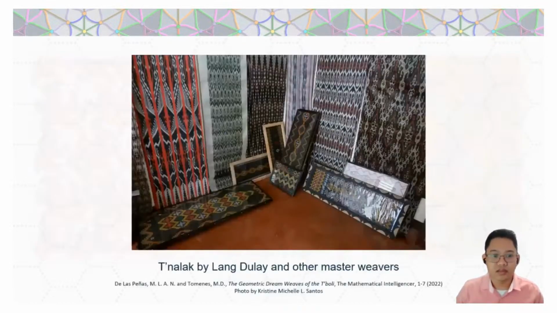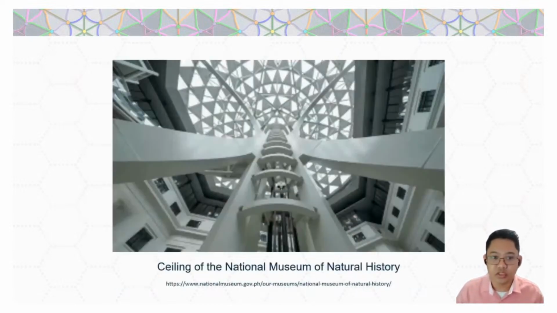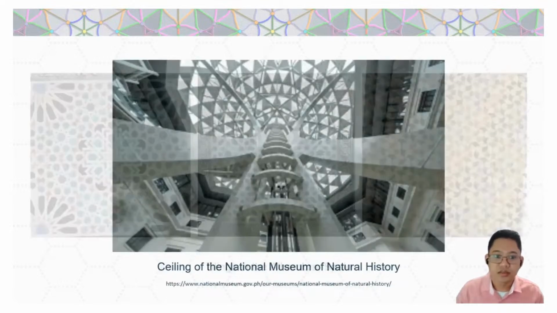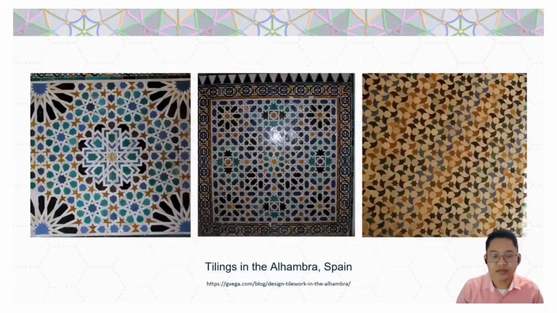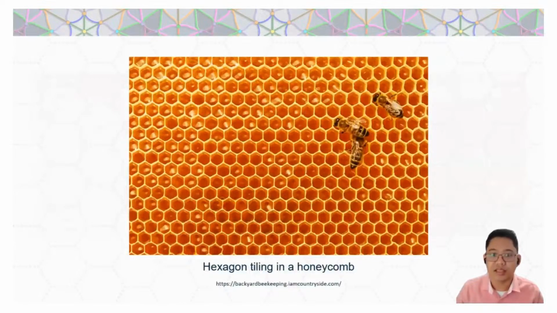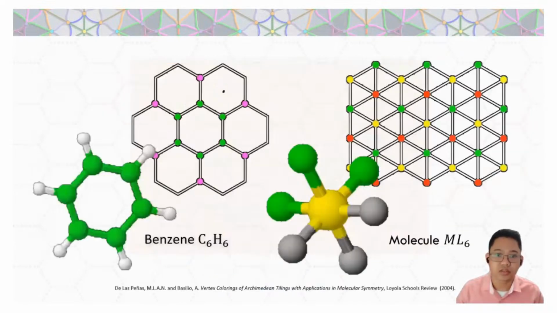You can also see tilings and patterns in the works of our indigenous people. In architecture, tilings are also present, as well as the designs that you can see in the Alhambra Palace in Spain. You can also see tilings in nature and also in chemistry. Tilings are present.